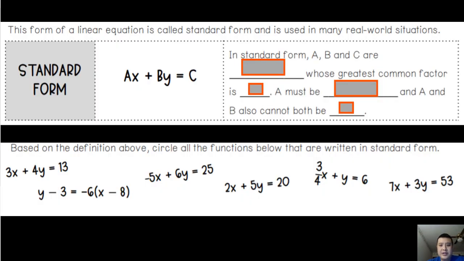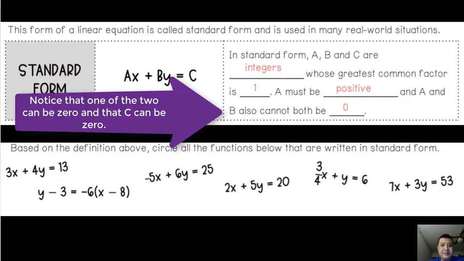This form of a linear equation is called standard form and is used in many real-world situations. In standard form, A, B, and C are integers. Remember, integers are numbers like -3, -2, -1, 0, 1, 2, 3, and so forth. So whole numbers and their negative opposites, whose greatest common factor is 1. So you cannot share any greatest common factors between all three of these numbers. A must be positive, and A and B cannot both be 0.